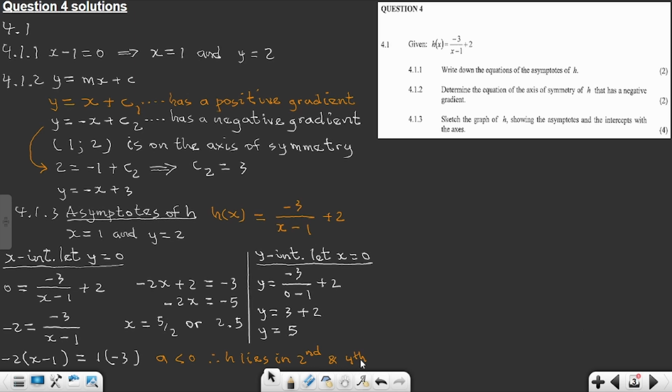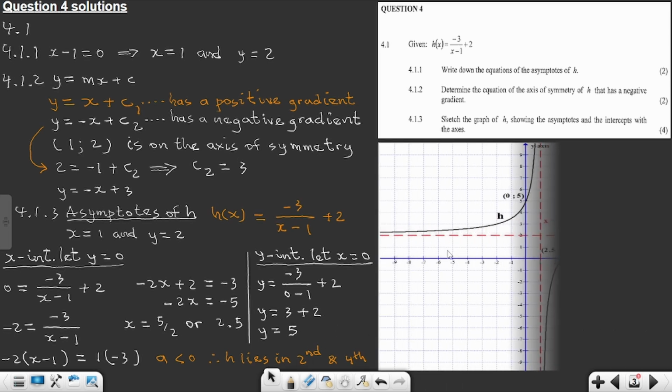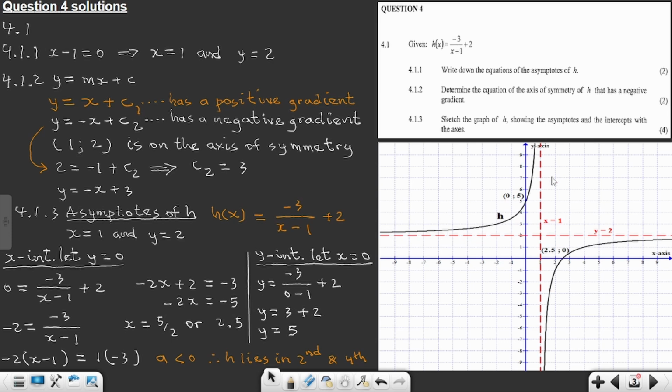Okay, now we have everything that we need to sketch the graph. You have your vertical and horizontal asymptote, you have your x-intercept, you have your y-intercept, and you know in which quadrant the hyperbola will lie. So now let's sketch the graph of H. Okay, I have the graph here. This is the graph of H. You can see the graph in black.